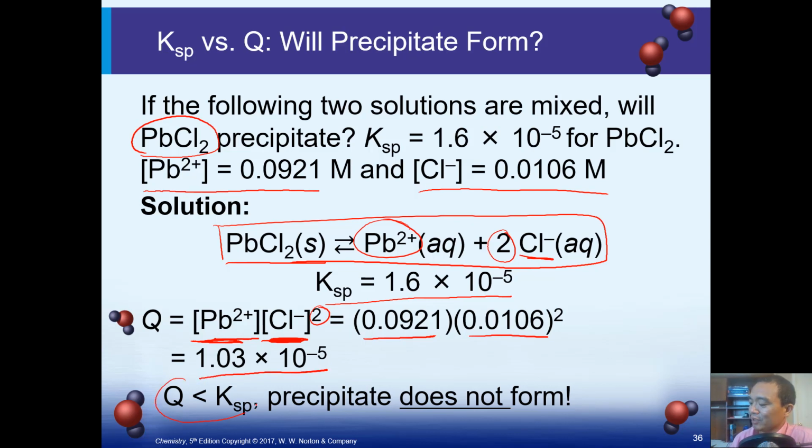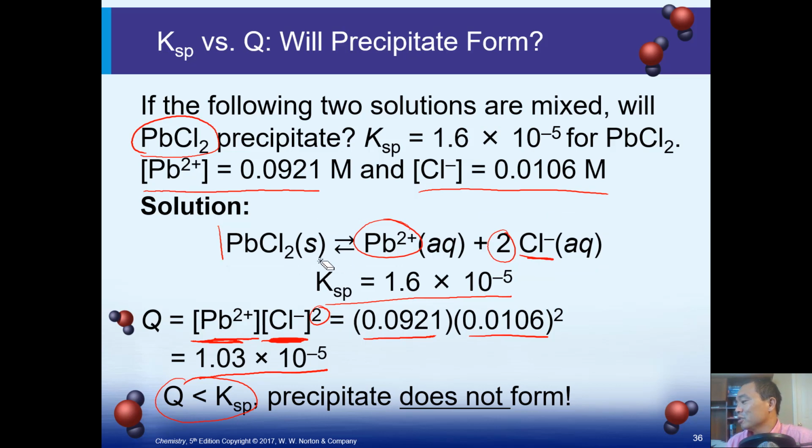You compare Q and K, and you find that Q is smaller than K, which means the reaction will shift to the right side. So because Q is smaller than K for this reaction, any solid over here will keep being dissolved because the reaction will shift to the right side, or you will not see a solid being formed, so no precipitate in this situation.